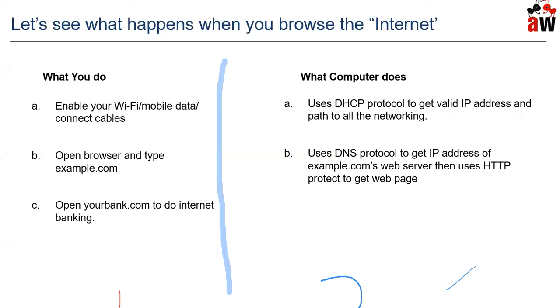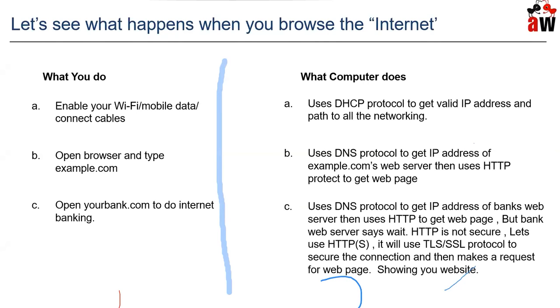Next, let's say you want to do some internet banking, and you go to your bank's web page, right? You type in your favorite bank's domain name, or you search it in Google and then click on that. What will the computer do? The computer will use the DNS protocol to get the IP address of the bank's web server, and then similarly, it's going to do an HTTP GET request to get the web page.